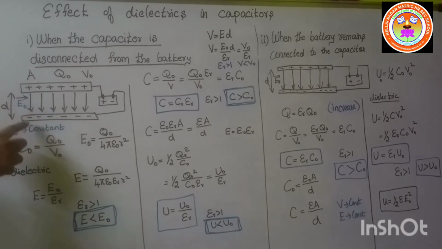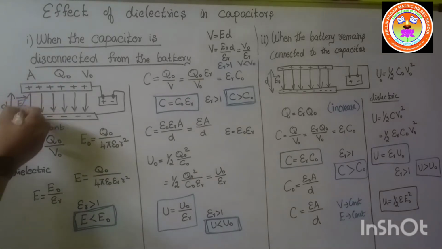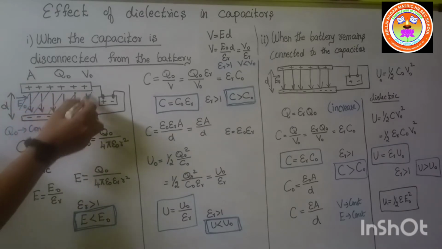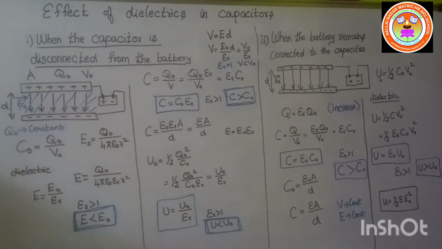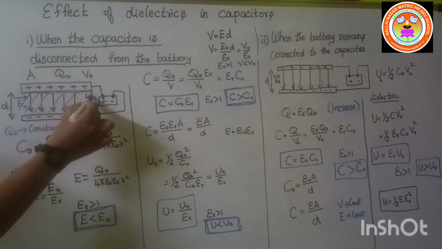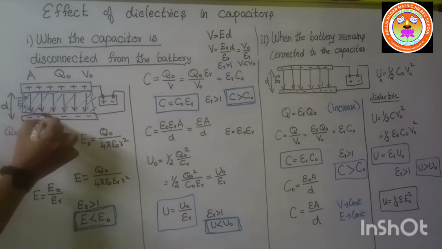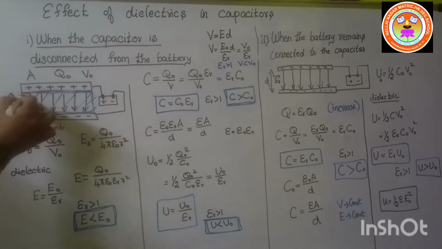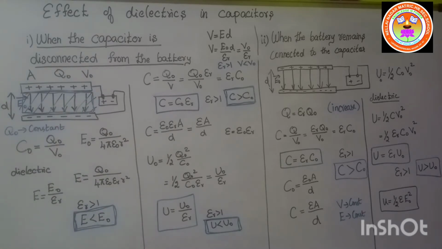Now in between the plates I am going to introduce the dielectric medium. For example, now it is filled with oil or mica. Listen, I draw the diagram. This is the second diagram given in your book. Now I am placing the dielectric medium in between the plates.